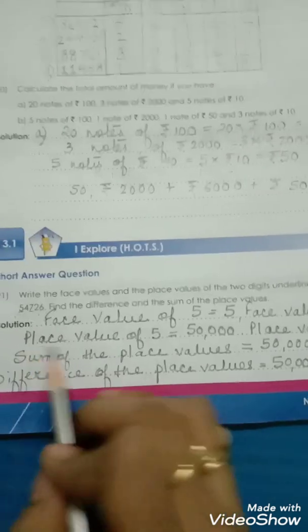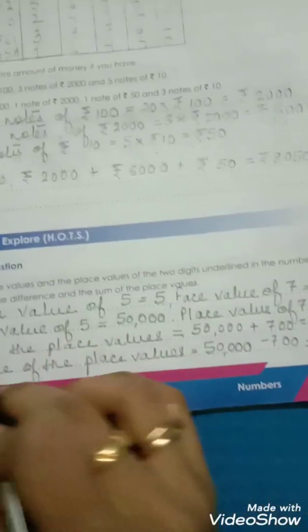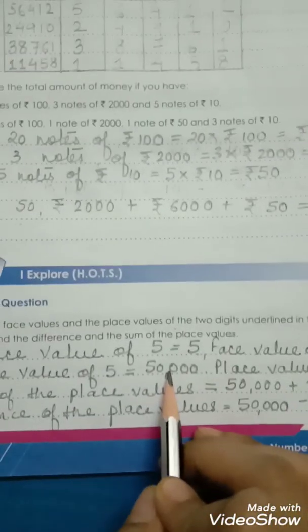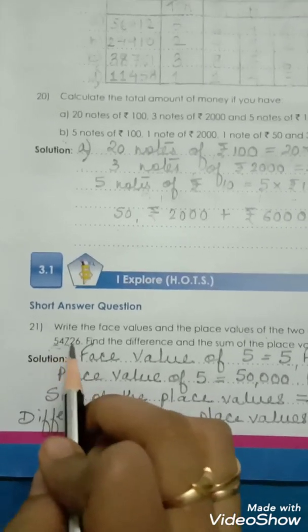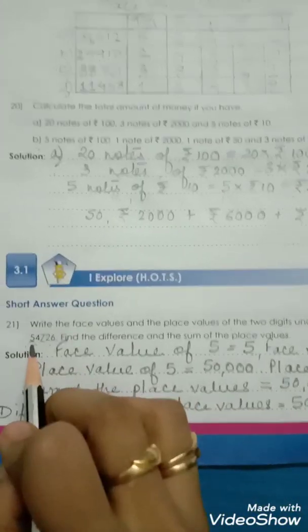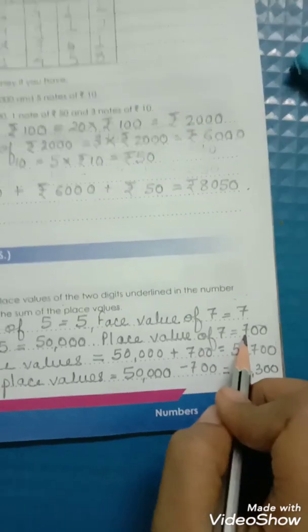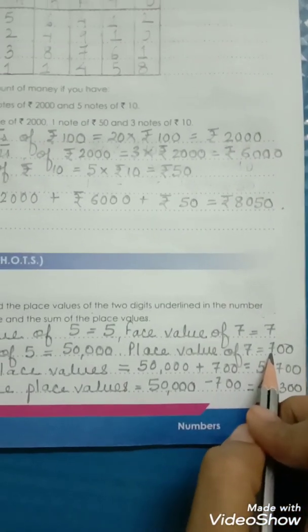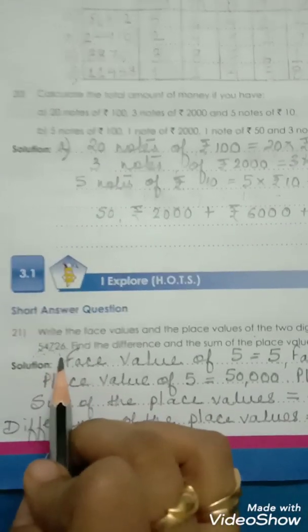Right. So, place value of 5. What is the place value of 5 here? Place value of 5 is 50,000. How will we read? 54,726. So, the place value of 5 is 50,000. And the place value of 7 is what? 700. Clear? So, we got the face values and place values of both these underlined digits.